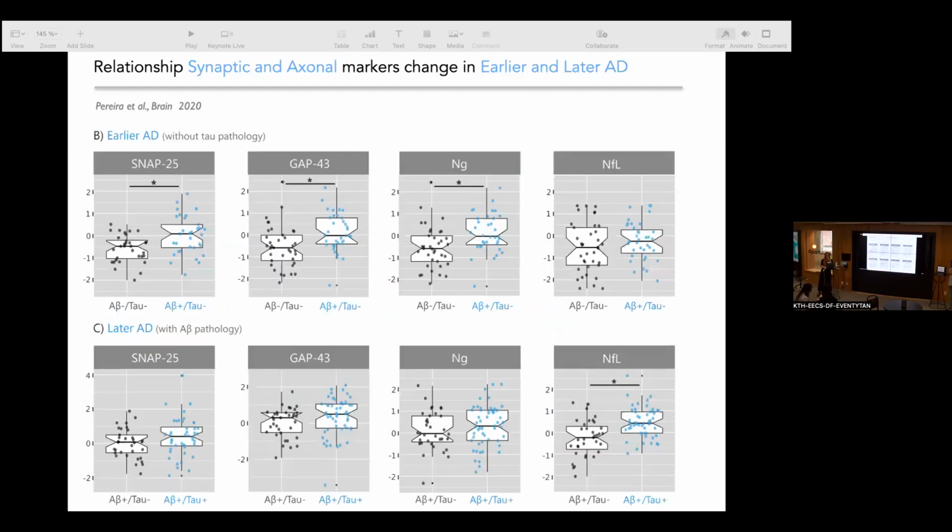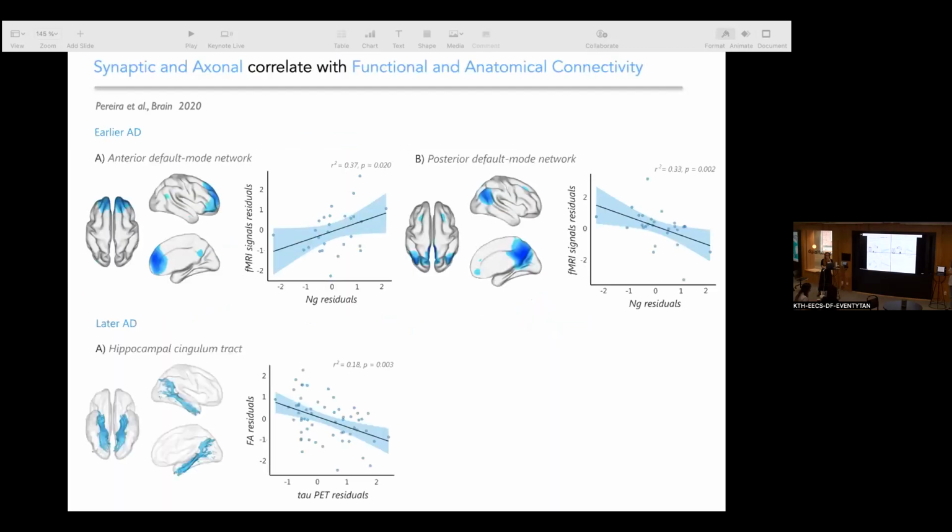One of the things I did not mention, because I didn't want to confuse the picture more, was that these early disease stages related to amyloid were associated with synaptic markers, which were associated with functional connectivity and with memory functions, which are the first symptoms. Whereas late disease stages associated with tau pathology, the axonal markers were changed. Also, global cognition was changed. But when it comes to anatomical connectivity, the main driver was tau and not the axonal marker.